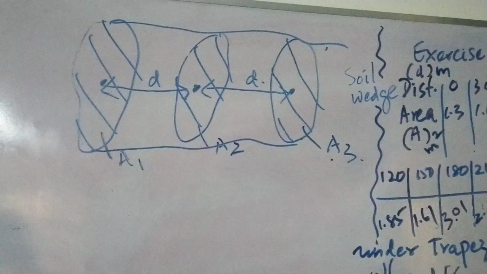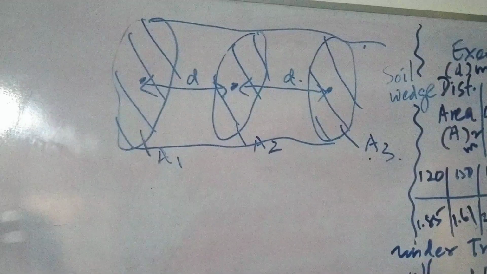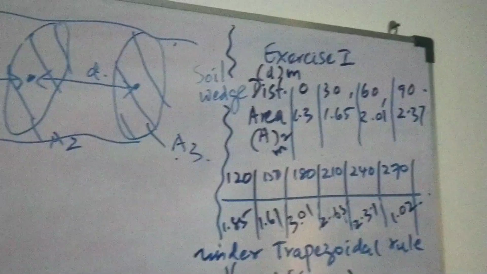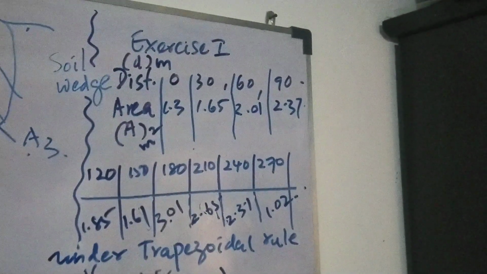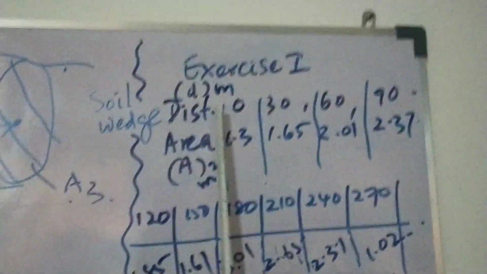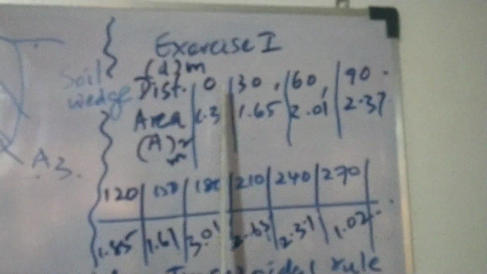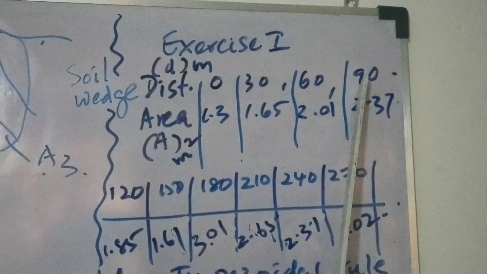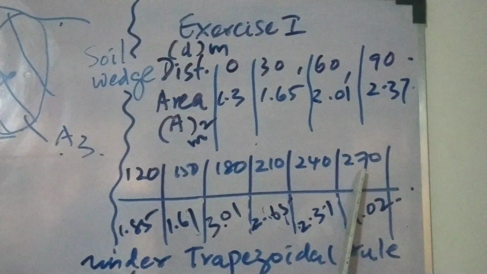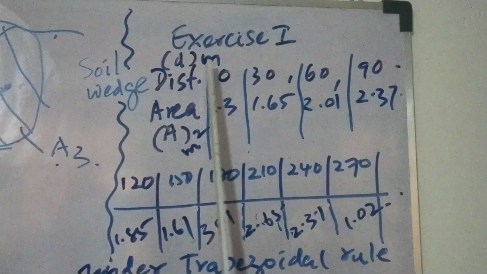Then we can see an exercise regarding these two methods. Now we are going to an exercise regarding the computing of volumes. Exercise 1: you can see distance D in meters: 0, 30, 60, 90, 120, 150, 180, 210, 240, 270. Those are the distances D in meters, right?